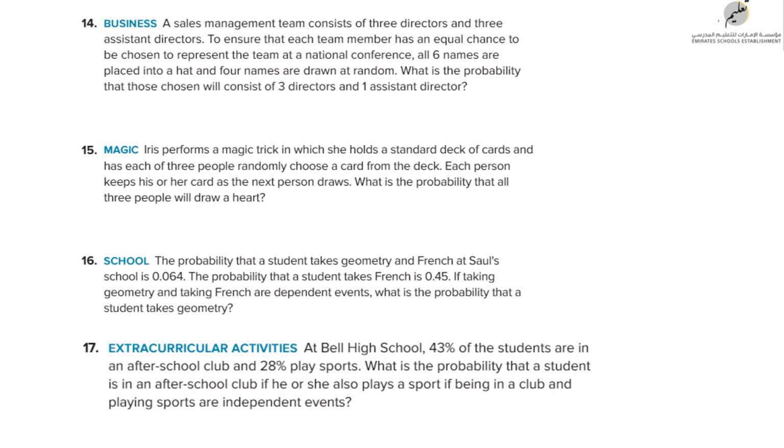I'm going to pick up question 16 from this slide. Let's read it together and highlight the important information. The probability that a student takes geometry and French at Saul's school is 0.0064. Here in this question, the probability is given in decimal, so we will give the answer in decimal. The probability that the student takes French is 0.45. Again, it's a decimal. If taking geometry and taking French are dependent events, so they are already telling us that this is a dependent event.